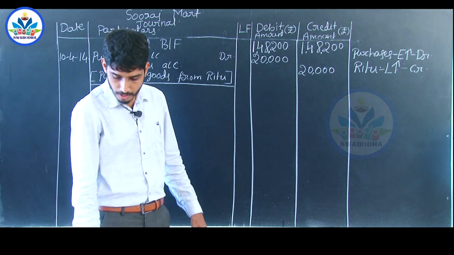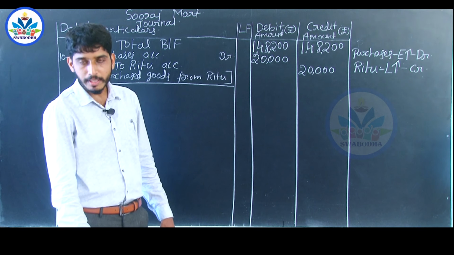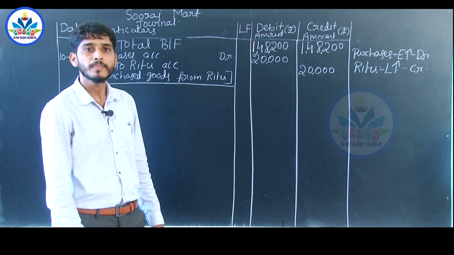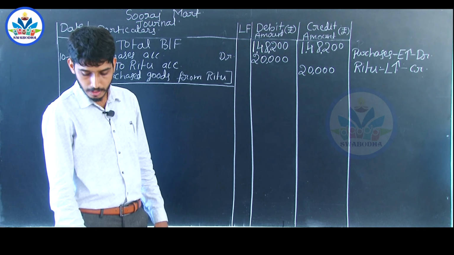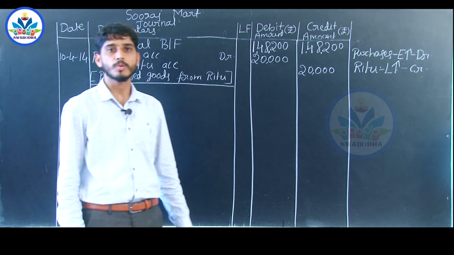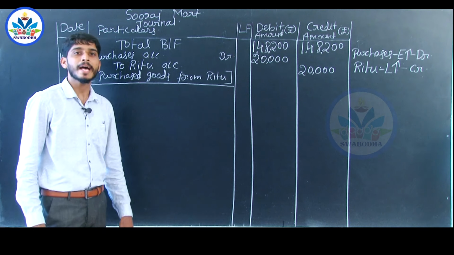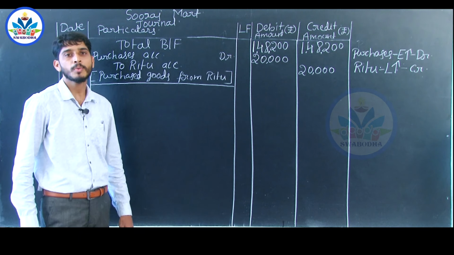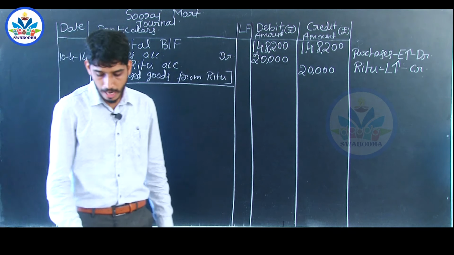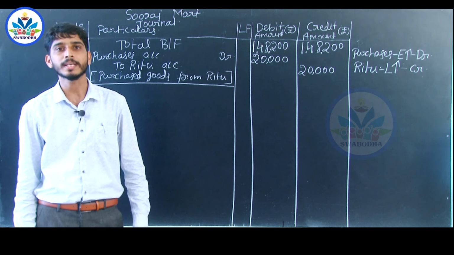Next transaction: 14/4/2014, insurance paid by check, rupees 6,000. Insurance premium has been paid by the business amounting to rupees 6,000 and payment has been done by issuing a check.